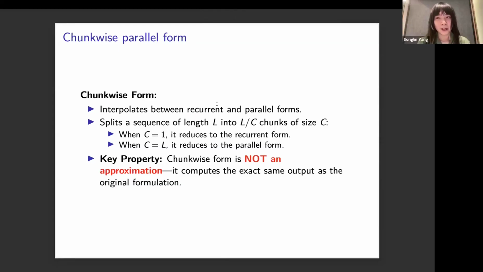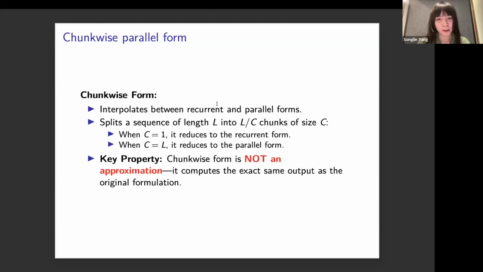Since the parallel form and the recurrent form are both not efficient for practical hardware-efficient training, we have the third form, the chunkwise form. The chunkwise form is essentially a hybrid between the recurrent form and the parallel form. Given a sequence of length L, we have a chunk size C, and we divide the sequence into several equally sized chunks. When chunk size equals 1, we recover the recurrent form, and when the chunk size equals L, we recover the parallel form.